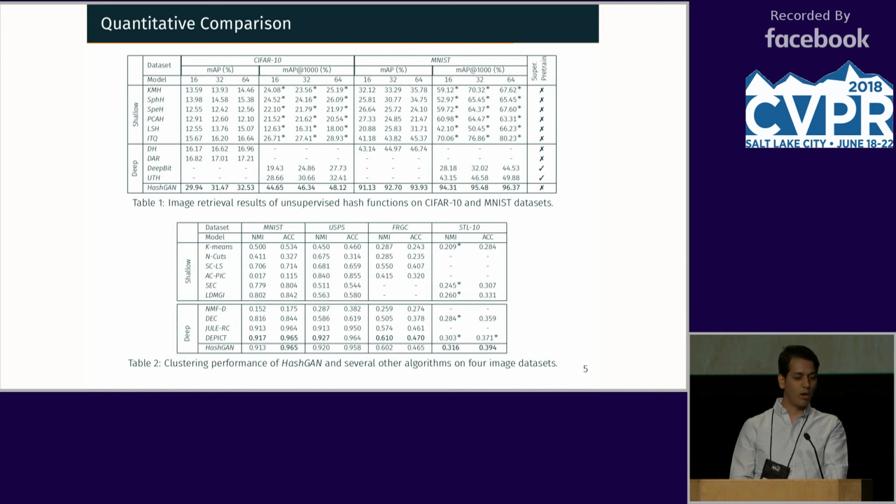We mainly compare our model in information retrieval tasks. HashGAN can outperform all of the unsupervised deep and shallow hash functions with significant margin. As you can see in Table 1, it also outperforms some of the unsupervised models which have supervised pre-training. We also evaluate the performance of HashGAN in clustering tasks.